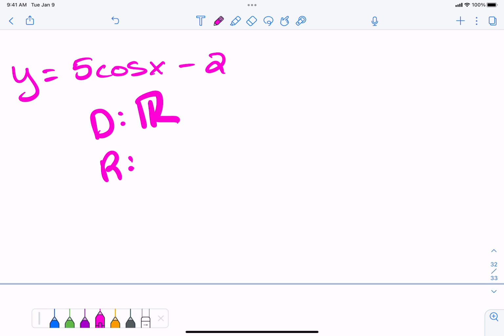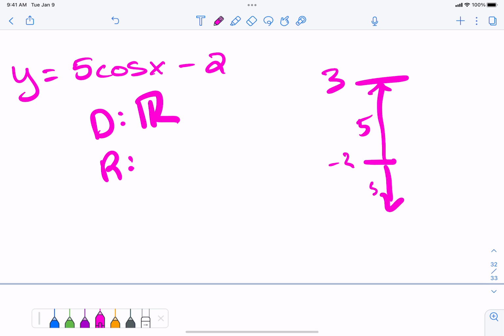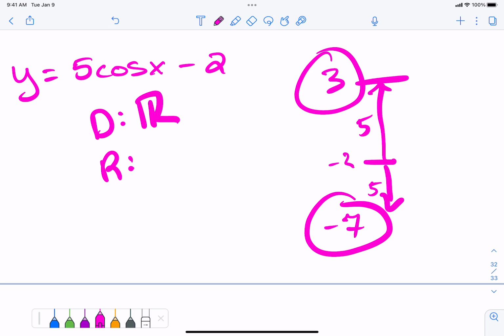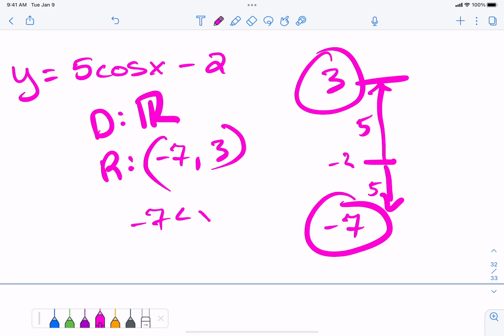So just thinking about it in your mind, minus 2 means we're down 2. So think about a line being at down 2. If we're down 2 and we go up 5, you're at 3. And if we go down 5, that should be at -7. So we're bouncing between -7 and 3. So you could do -7 comma 3, or you could do -7 less than y less than 3.